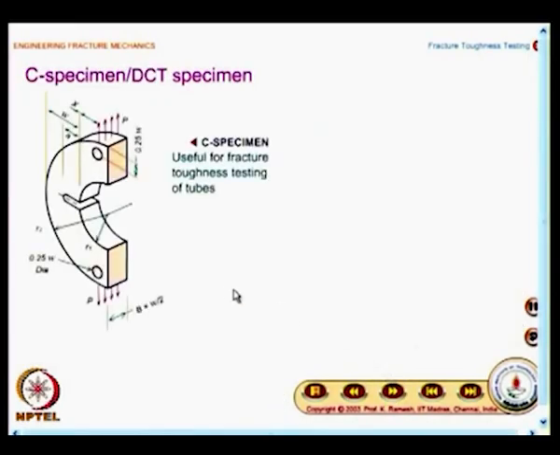Then we moved on to other forms of specimens that are used, and I would like you to make a 2-dimensional sketch of this. This is a C specimen. This is useful for fracture toughness testing of tubes. It is convenient for you to take a specimen from the tube and you have the crack length measured from this edge, that is what is given as crack length. And for this also you have the boundary collocation solution for SIF available.